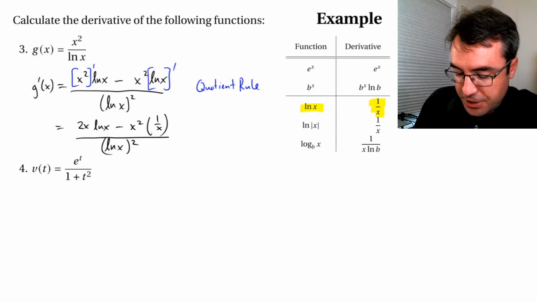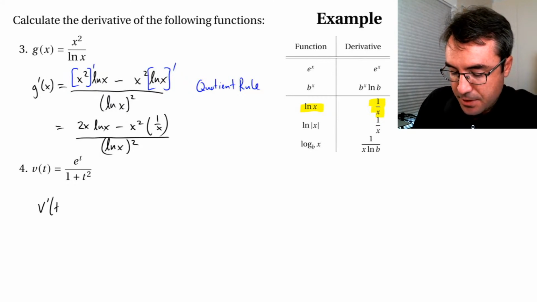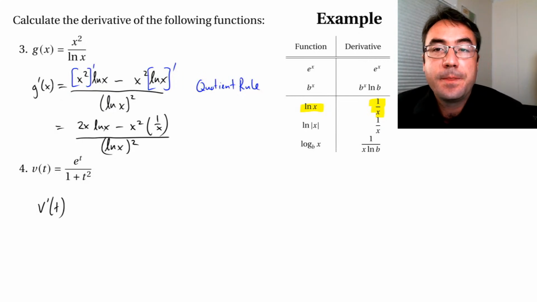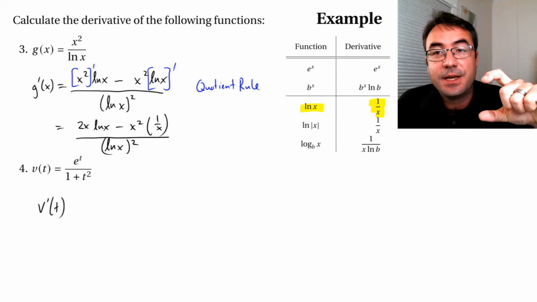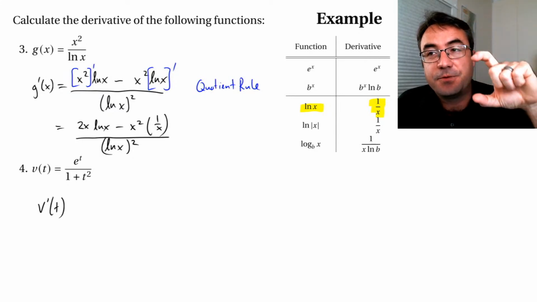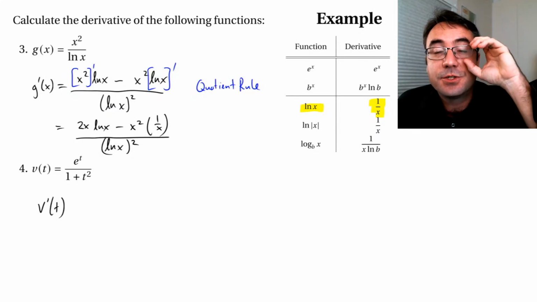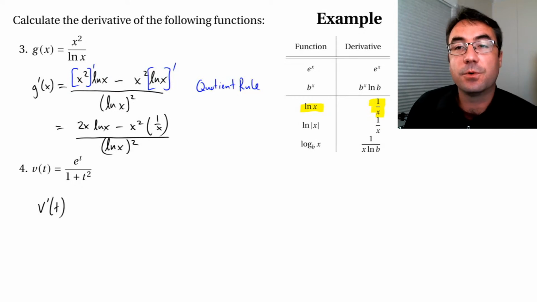So we're going to differentiate the function v of t, where v is equal to the natural exponential function e to the t divided by 1 plus t squared. So we see a fraction. There's variable terms on the top. There's variable terms on the bottom. So we have to use our quotient rule.